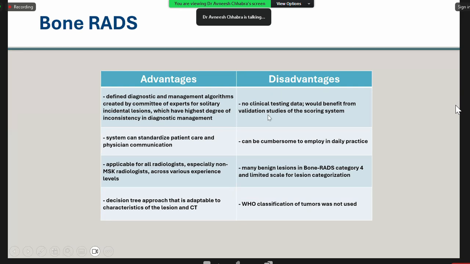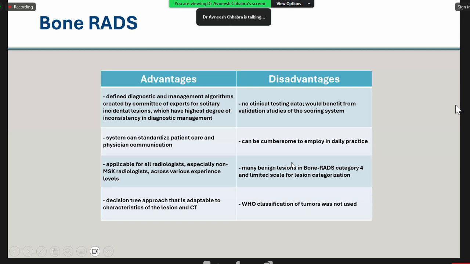But there are disadvantages. There is no testing on this system. It would benefit from some sort of validation. I mean, four experts sat down, just like your diagnosis of DISH. Three radiologists sat down and they said three or more levels of syndesmophytes, you call it DISH. Nobody knows what that DISH is. It's just big syndesmophytes. It can be cumbersome to employ in daily practice.